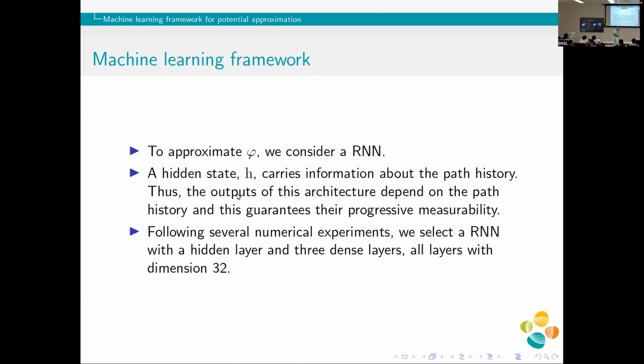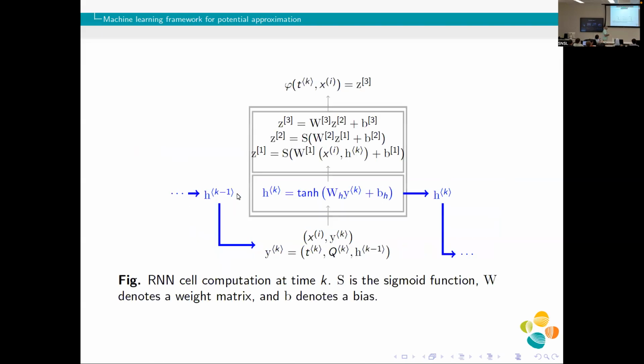So as before, what we did was we used this recurrent neural network. Actually, the story is that we started with this, and then we moved to the other problem. But I think it's more interesting to show it this way. So to approximate phi, again, we consider this recurrent neural network. You have a hidden state that contains information about path history and so on, and so here it is, the architecture.